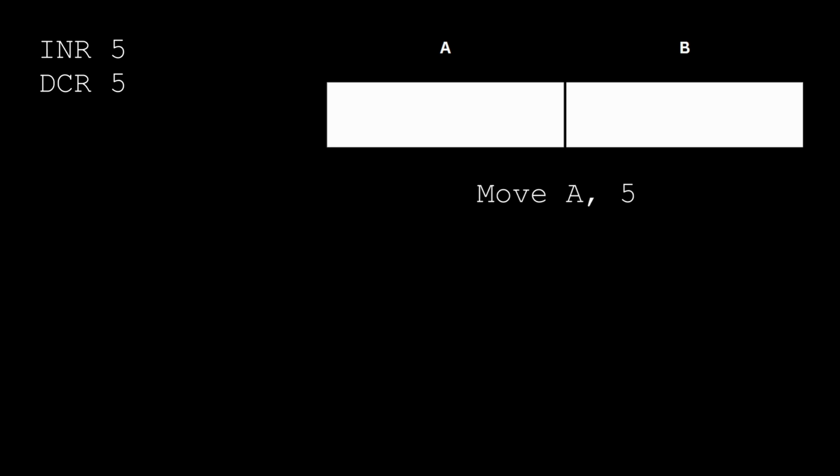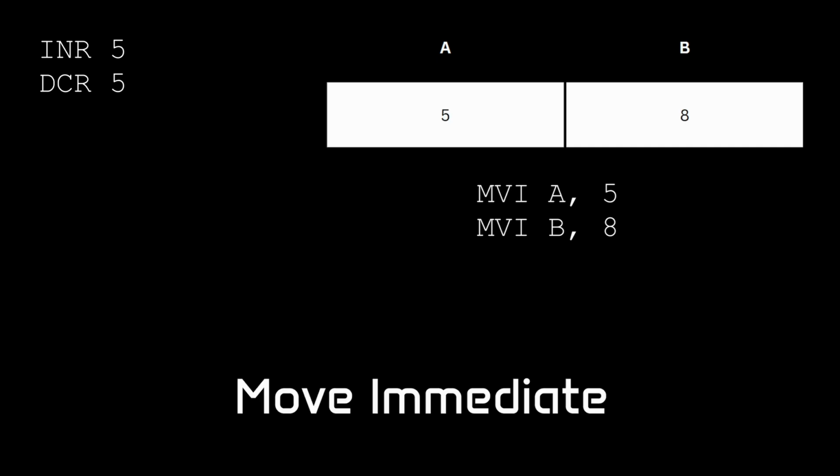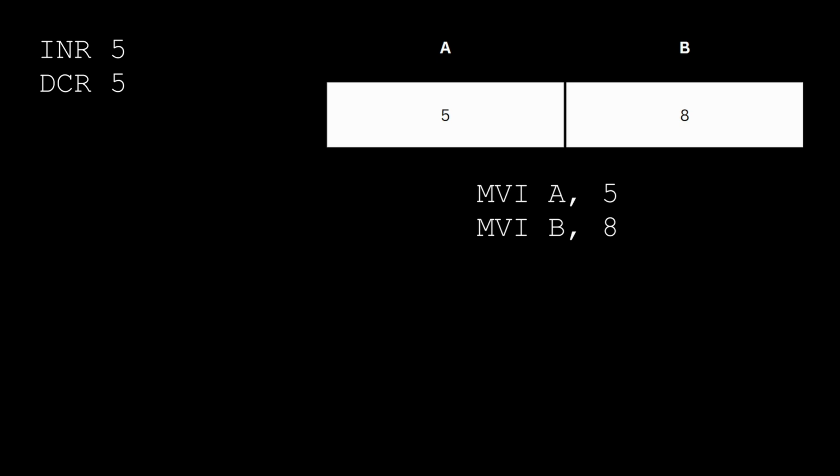And there's more, we can also move another number like 8 to cell B. Instead of saying move every time, we use the abbreviation again. MVI. It stands for move immediate. Fancy term, but all it means is that we are putting a number directly into the cell. Now here's the cool part.